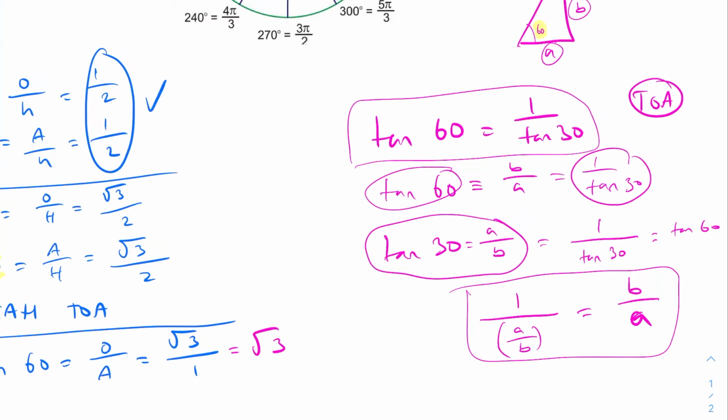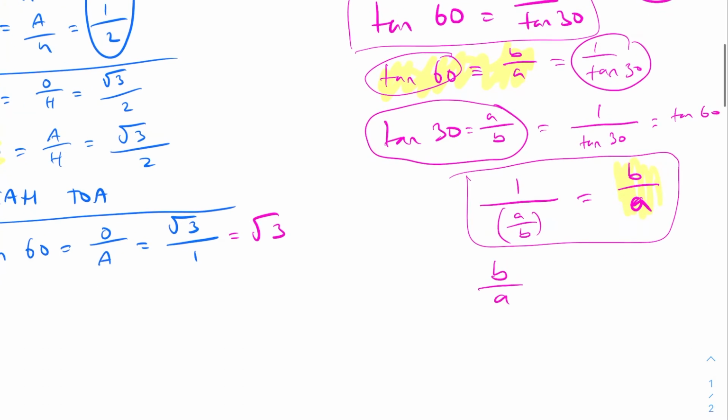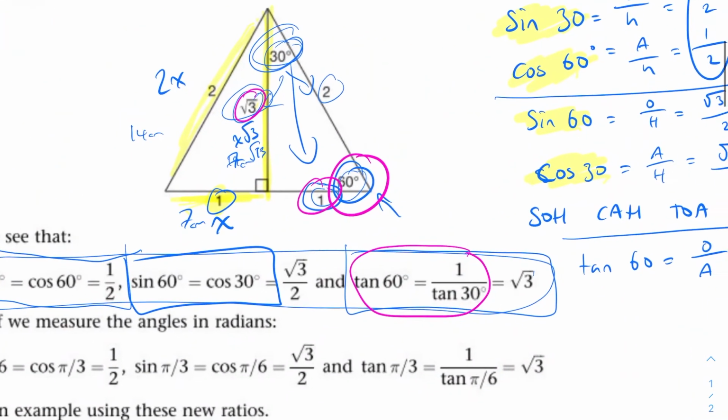Now, where have we seen that before? B over A, right? We're saying that 1 over tan 30 is equal to B over A. Well, we've said here tan 60 is equal to B over A. So what does that mean? They're both equal to B over A. Therefore, they are both equal. Meaning tan 60 is equal to 1 over tan 30. Why? Because tan 30 is A over B, but 1 over tan 30 is flipping them, making it B over A. And these two are both B over A. Cool. That was quite a long-winded explanation.